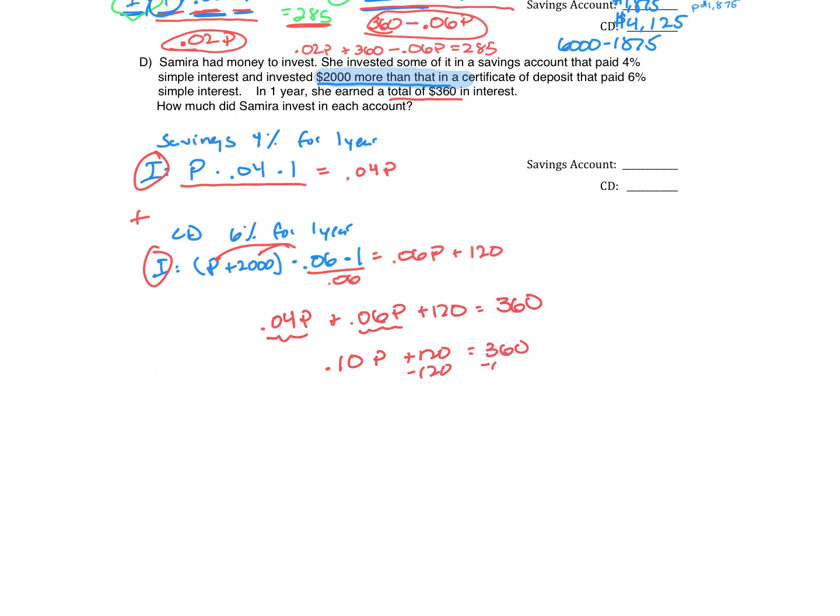We'll subtract 120 off of each side, and we get 0.10P equals $240. We'll divide both sides by 0.10, and we figure out that P, which again is the amount invested in savings at 4%, is equal to $2,400. And that's just from doing 240 divided by 0.1 on a calculator. So the savings account had $2,400. Now the CD, if we recall, was $2,000 more than that. So we take $2,400 plus $2,000 more, and that gives us a grand total of $4,400 for the CD.